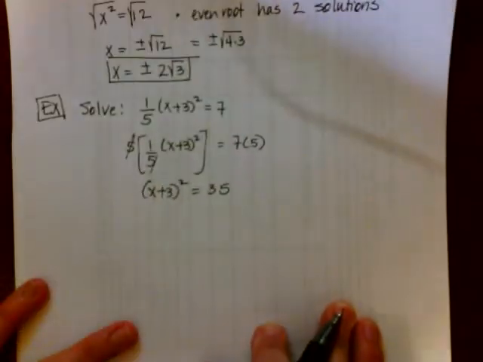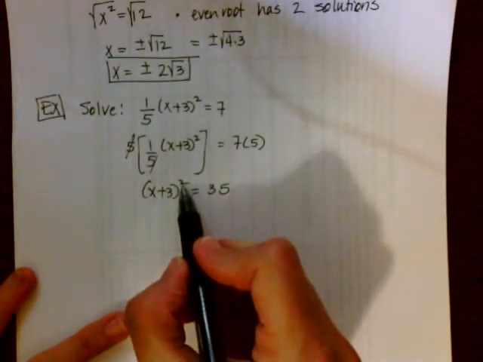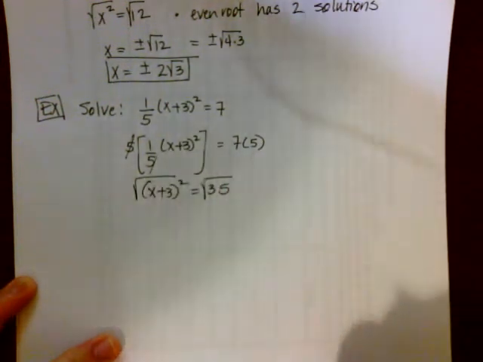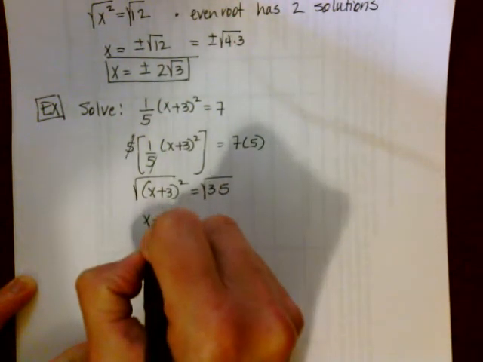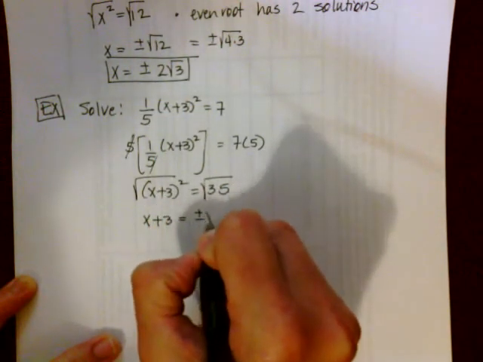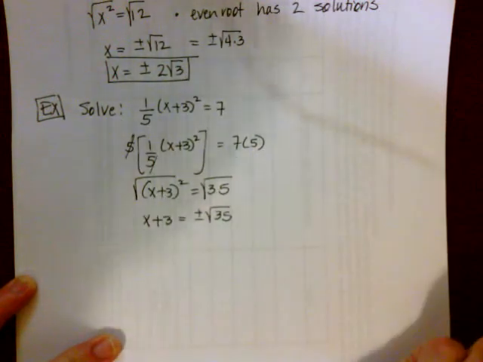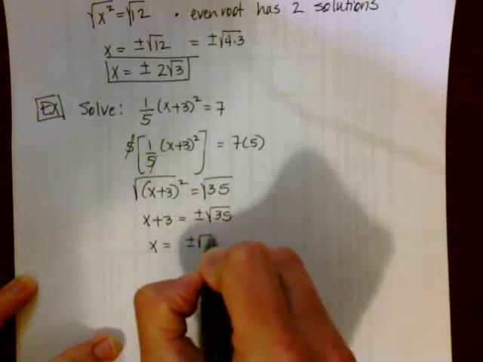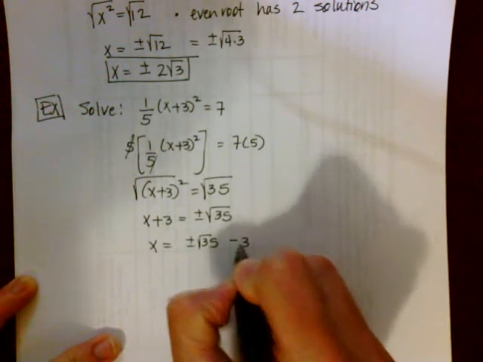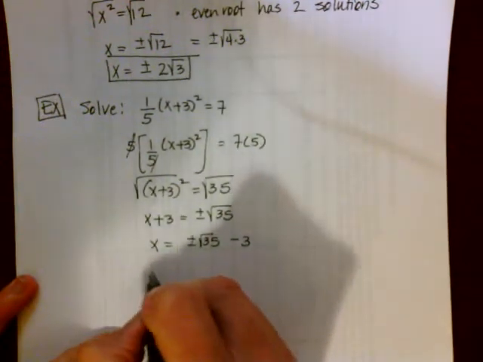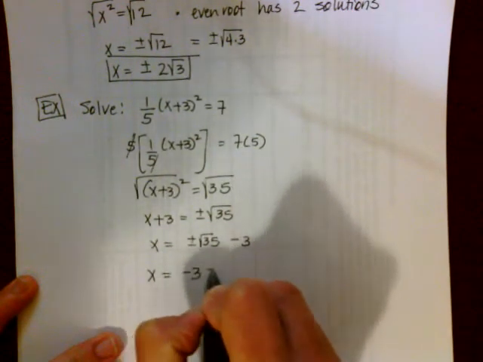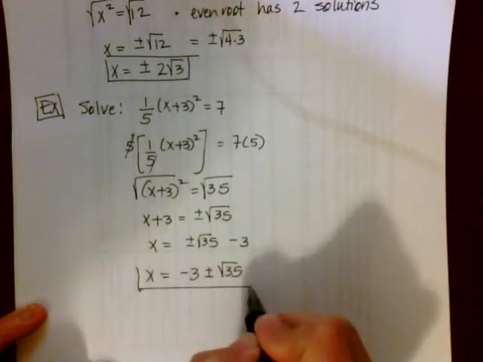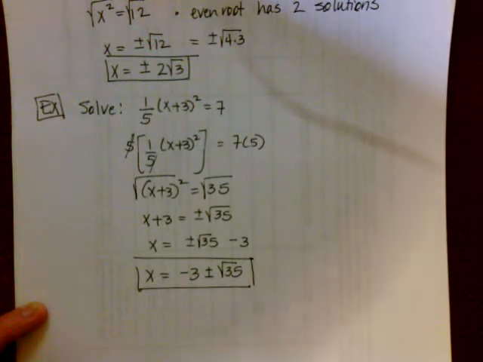Now I'm going to take the square root of both sides because the opposite of a power is the root. I'm going to get x plus 3 is equal to plus or minus the square root of 35. Now I'm going to subtract 3 from both sides, and so I'm going to get plus or minus radical 35 minus 3. And then I'm going to rewrite it because usually we write the normal numbers first and then our slightly abnormal numbers second. And that would be my solution.